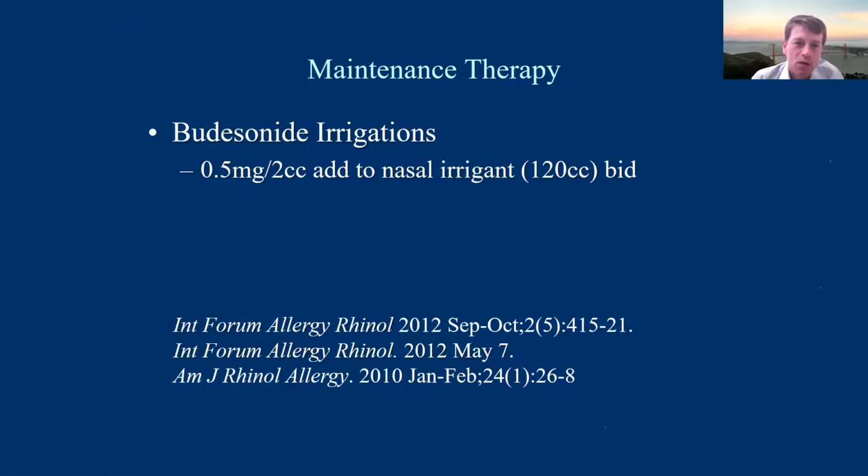So moving on, we'll talk a little bit about maintenance therapy, budesonide irrigations. There are several studies. These are some older ones. There are some newer ones out as well that look at this and do demonstrate some improvement. I generally use this only in the postoperative treatment setting where the irrigations are actually able to access the sinuses. The 0.5 milligrams of budesonide per 2 cc's is typically the approach that I use.